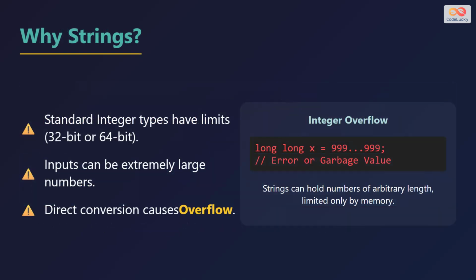You might wonder, why do we need to do this as strings? Why not just parse them? The reason is overflow. Standard integer types like 32-bit or even 64-bit integers have a maximum limit. If the input string has 50 or 100 digits, it simply won't fit in a standard variable. Strings allow us to handle numbers of practically any length.